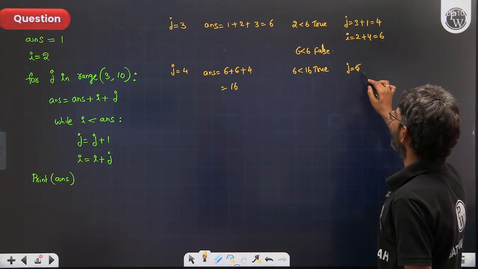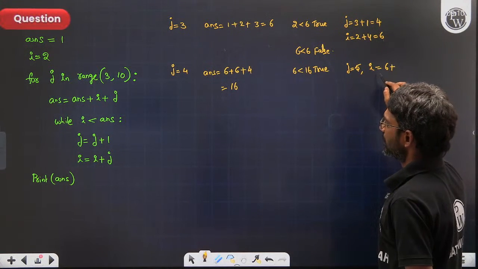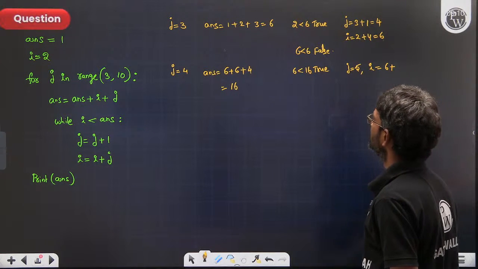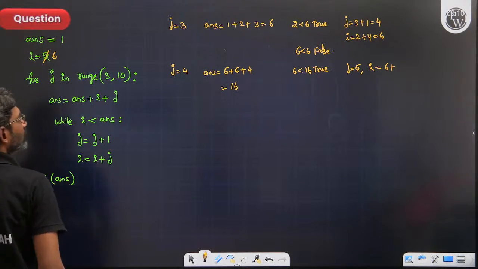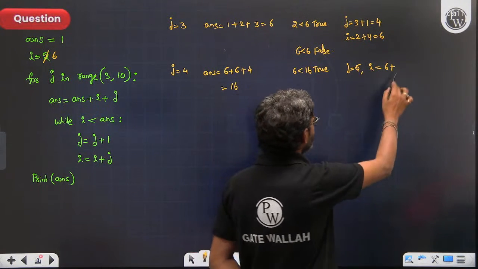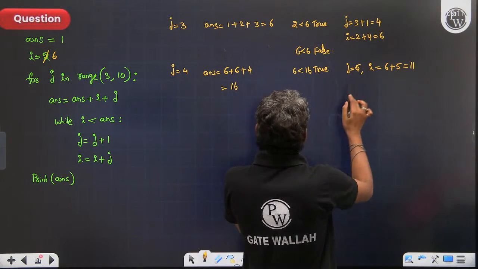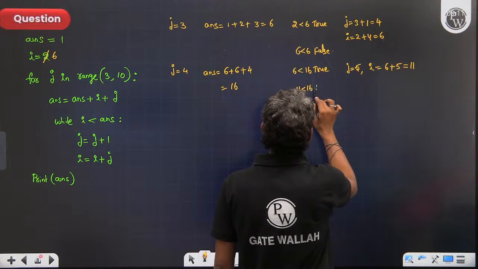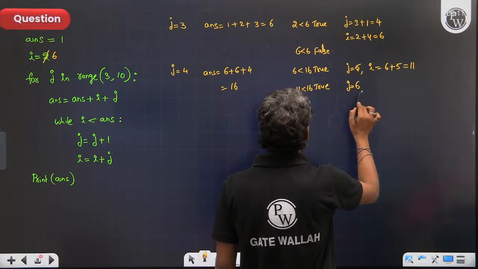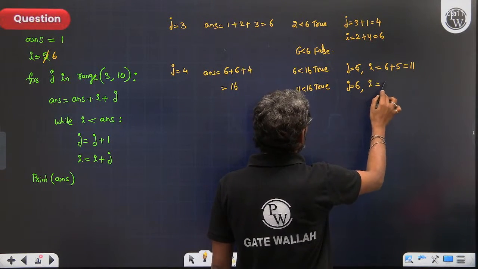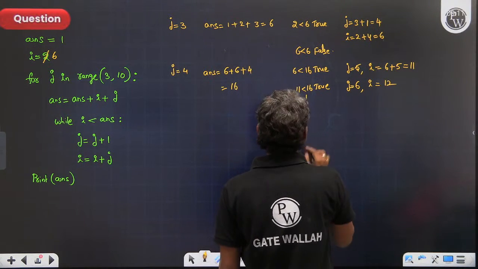I is equal to I plus j. I becomes 6 plus 5, that is 11. Then 11 less than 16 is true. j becomes j plus 1. I becomes 12. So this continues until 15 less than 16.